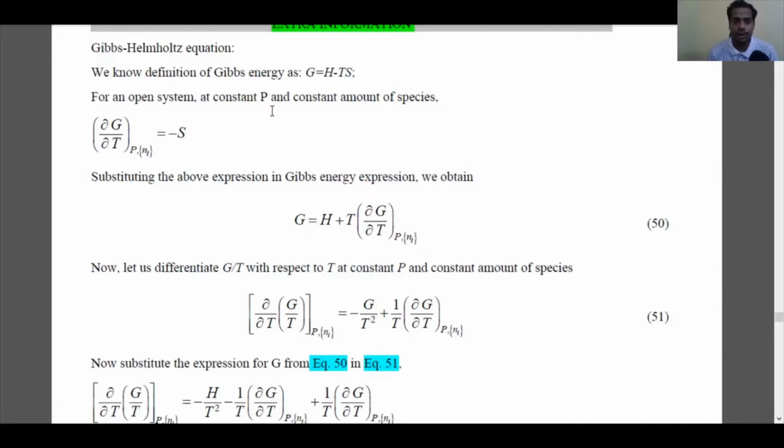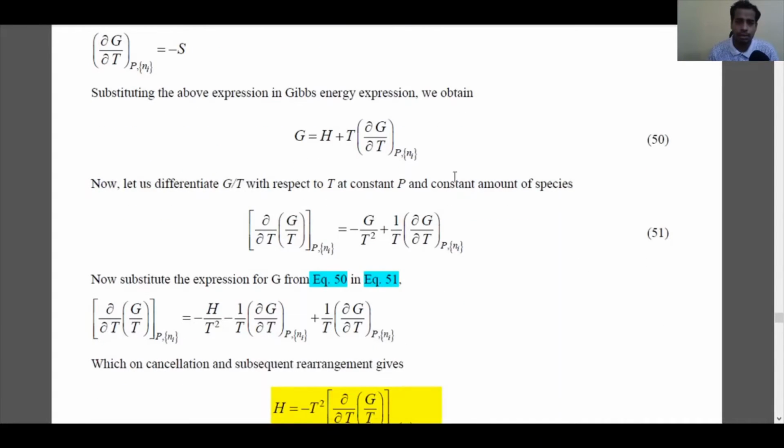At constant pressure and constant amount of species, or constant number of moles, when the number of moles in the system is not undergoing any change, under such a condition we can write partial Gibbs energy over temperature at constant pressure and number of moles of other species is equal to negative entropy, minus S. So if I substitute this entropy expression in this Gibbs energy formula, what will I get? G is equal to H plus T partial Gibbs energy over temperature at constant pressure and number of moles. I'll name this equation 50.